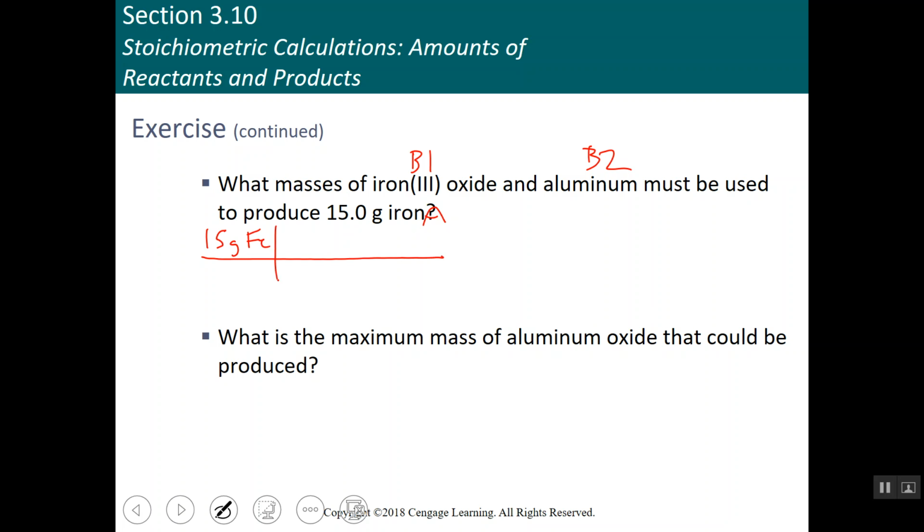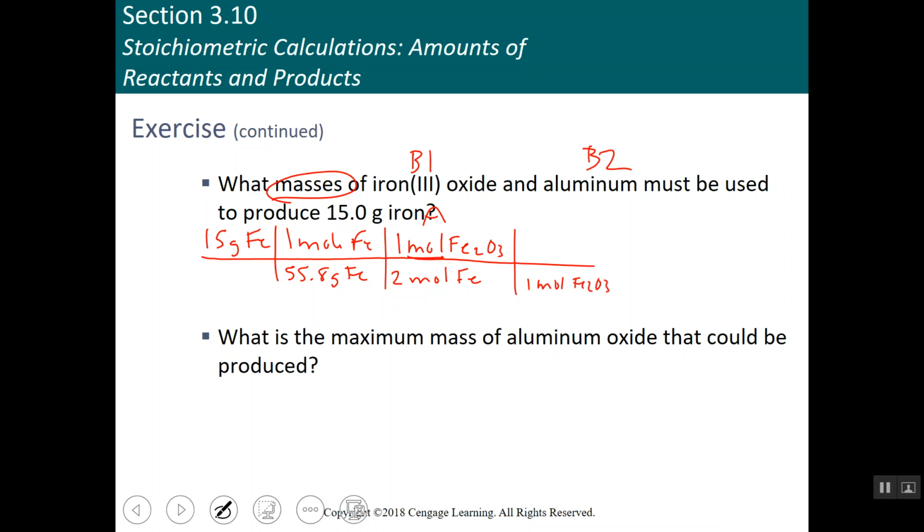We use the molar mass to go to moles, so 55.8 grams of iron and 1 mole of iron. And we're going to go to iron 3 oxide this time. So we're going to look at the equation, and we need moles of iron here on the bottom. What number is in front of iron in the equation? It's a 2. And what number is in front of iron 3 oxide? It's a 1. So this is where those coefficients come in. It wants to know what mass, so we need to go one more step. 1 mole of iron 3 oxide has a mass of 160 grams.